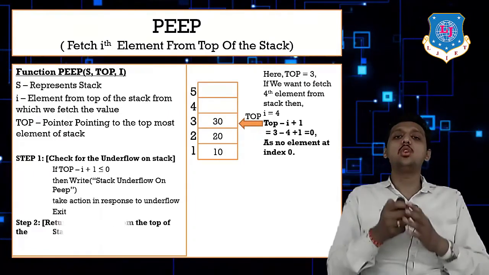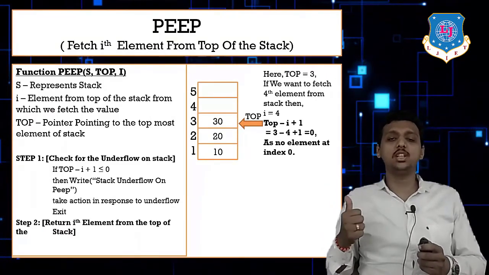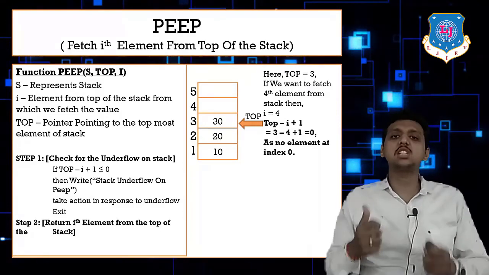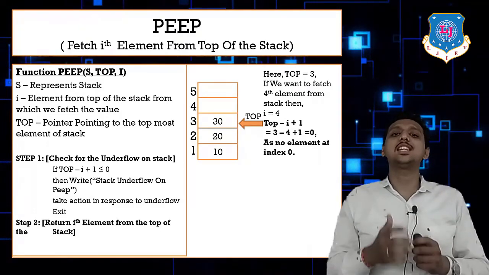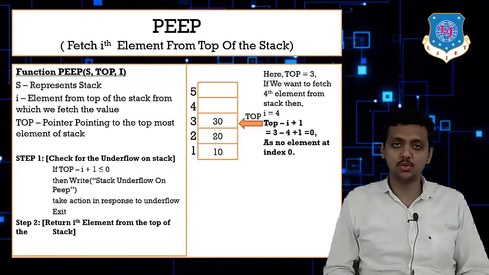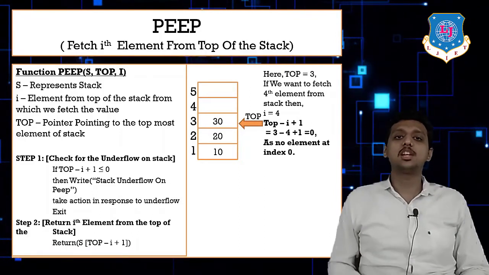So now if your element is there, top minus I plus 1 is the 0th index. Is there any element at 0? No element is at index 0. That's why you can directly write that the stack is underflow. So before applying the peep operation, you need to check whether the stack is underflow or not.